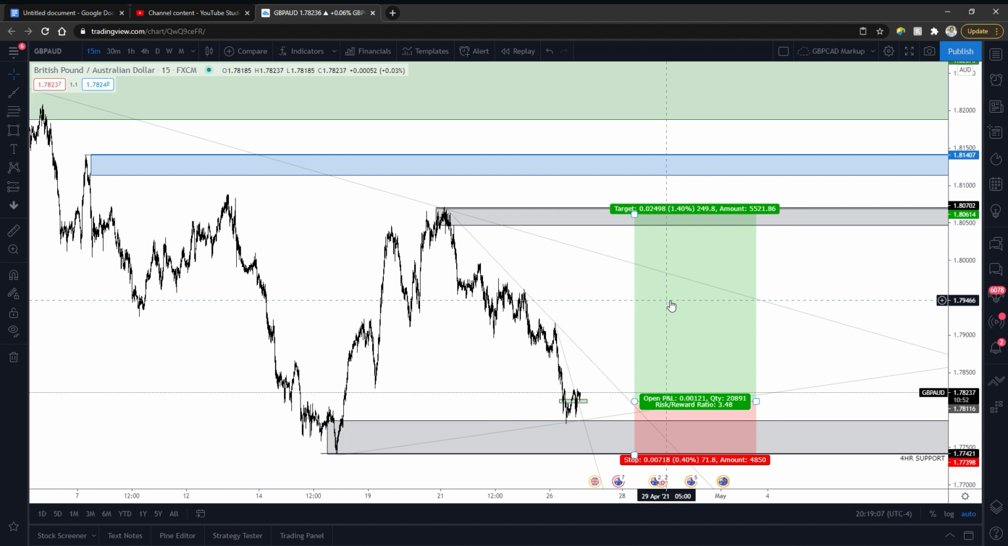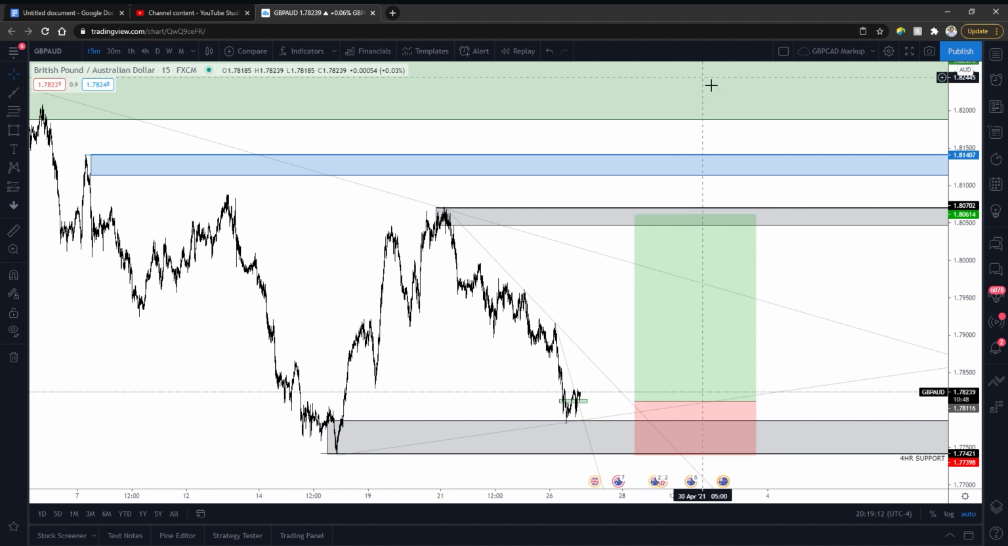Anyway, let me know what you guys think. What are your thoughts on GBPAUD? What are you currently in right now on this pair? And how do you see this playing out?